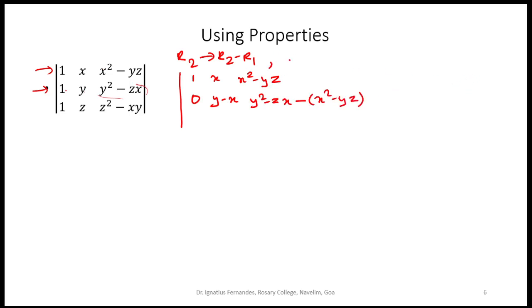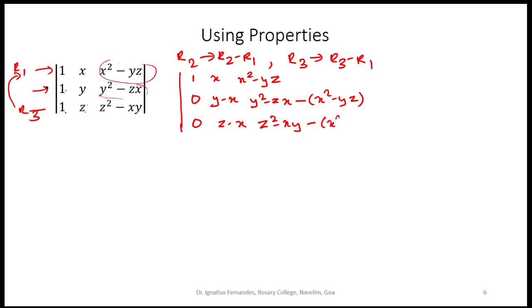Okay, at the same time, I also replace R3 by R3 minus R1. So R3, this is R3, this is R1. So R3 minus R1, so 1 minus 1 is 0. Z minus x here, and here I have z square minus xy minus this term, that is x square minus yz. Okay, so the value of the determinant is the same because I am carrying out this row transformation.